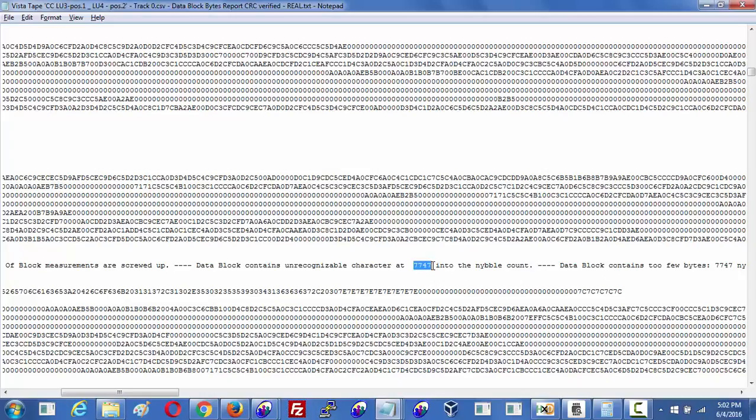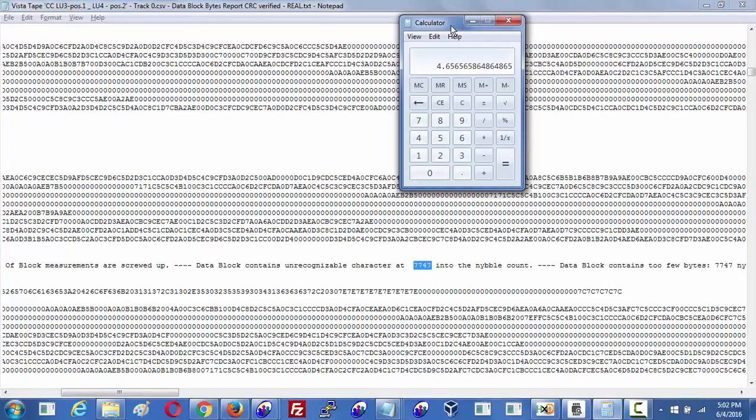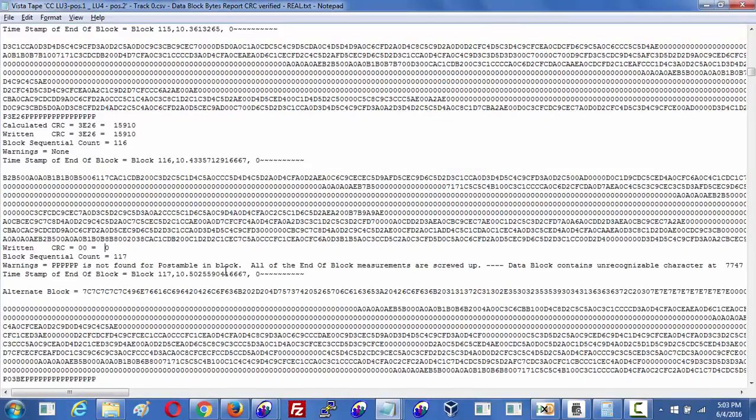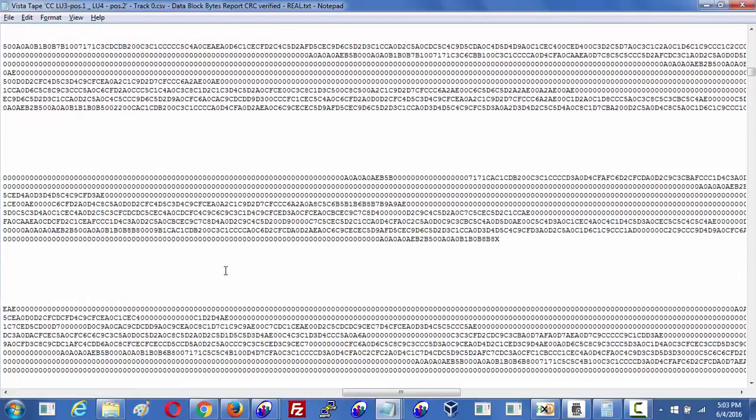And so with a 4096 byte block, we should expect 2 nibbles for every byte. So there should be 8,192 nibbles. So 7747. Basically, it terminated the block at F. Did I do that wrong? There's like 445 bytes missing here. And the error really started right here.